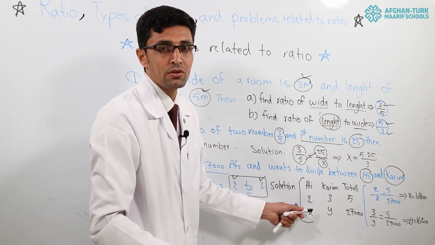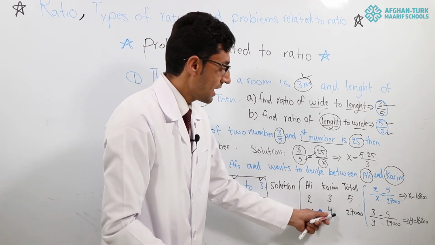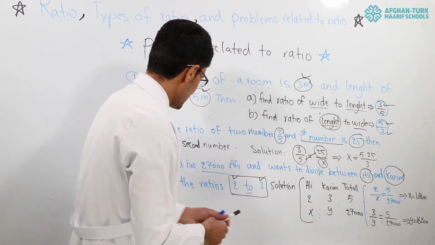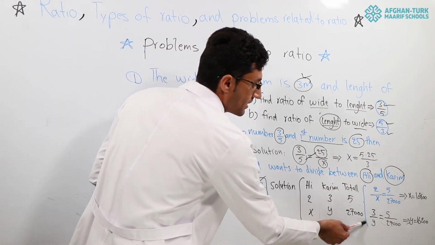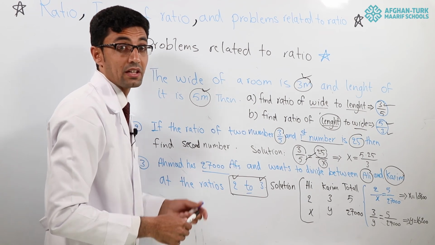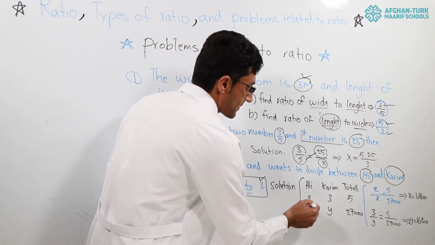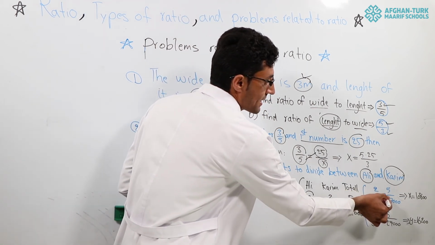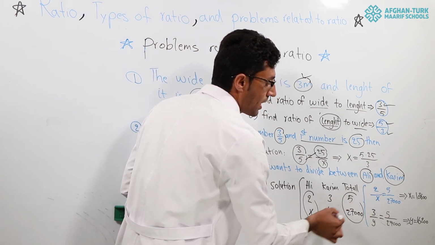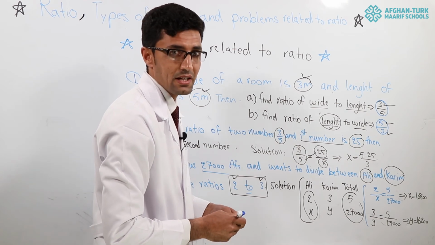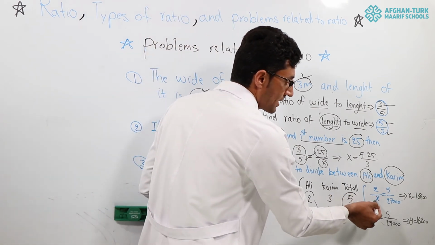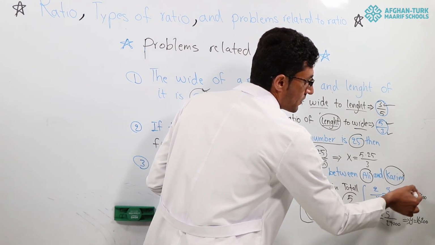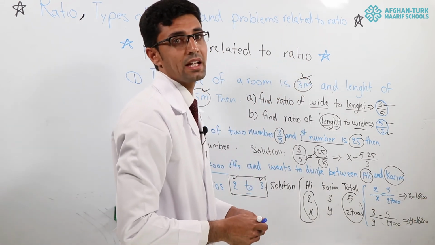So I don't know how much I should give for Ali, and I don't know how much I should give for Kareem, and how much should Ahmad pay total? 27,000. How do you solve? At first, 2 over x is equal to 5 over 27,000. In order to find x, by cross multiplication, you find x is 10,800.